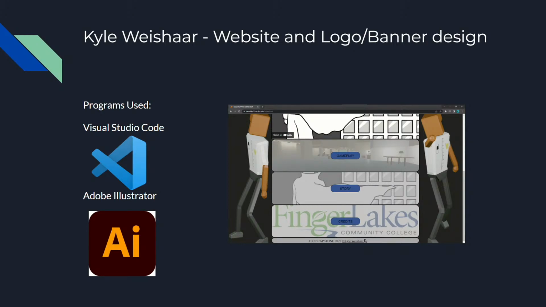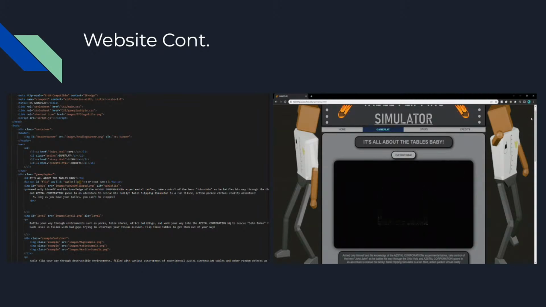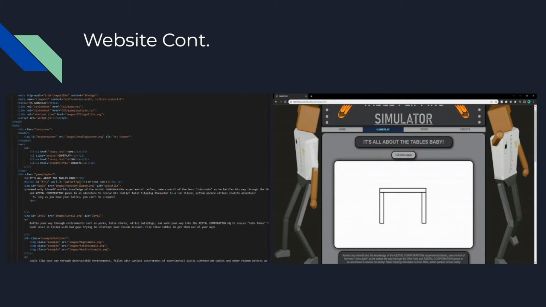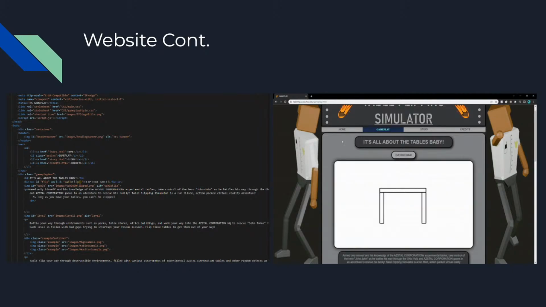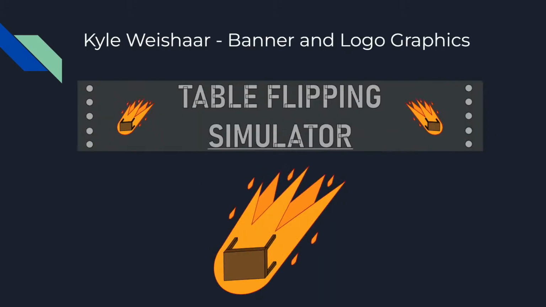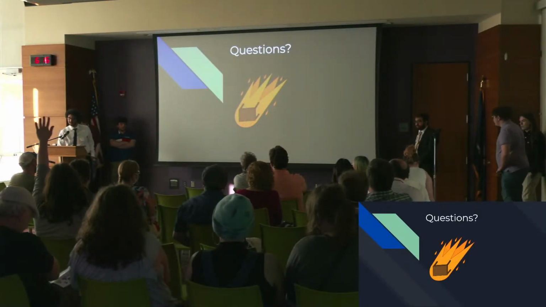This website was built from the ground up using Microsoft Visual Studio Code, as well as being made out of HTML, CSS, and JavaScript. I also created some assets using Adobe Illustrator. So here's a picture of some of the code on the left, and on the right you can see a GIF of one of the interactables on the website. You can press a button to flip a table, kind of like in the game. Next one. This is some of the graphics that I designed for the game using Adobe Illustrator. And that is all. I'll open up to questions.